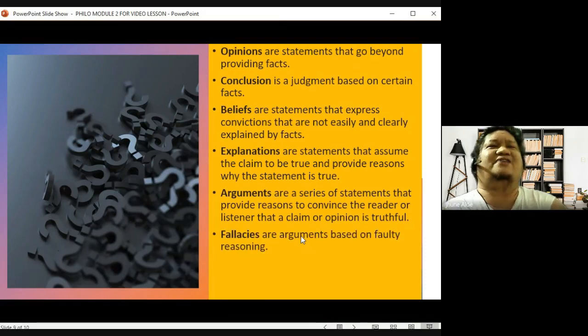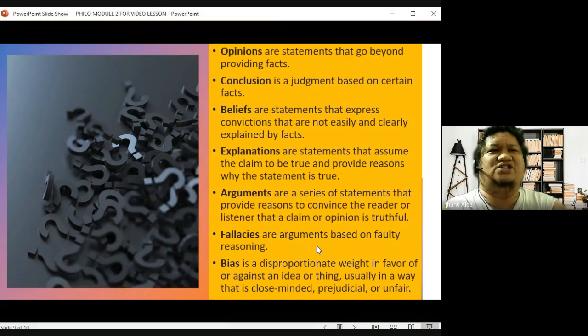Fallacies, these are arguments based on faulty reasoning. And yun ang sinasabi ko kanina, even if your arguments are totally wrong or totally nonsense, as long as you make people believe what you are saying, they can make you agree. And that statement can be called fallacies. Okay?